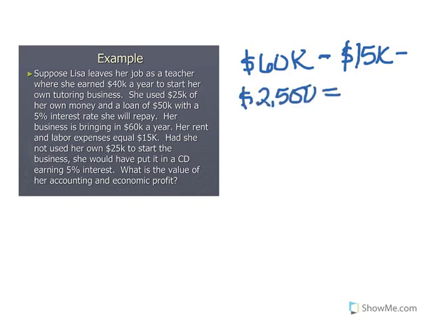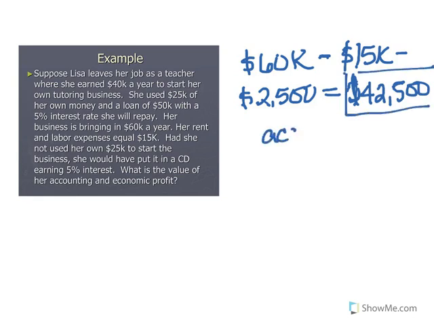So $60,000 minus $15,000 minus $2,500, she is left with a positive accounting profit of $42,500. So that is the value of her accounting profit.